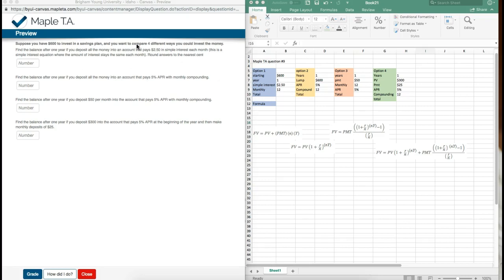So I've taken all of the information from this question for the 4 different options. In the first one, I've just written down everything that I gleaned so that I make sure that I understand the problem. The first thing is that it tells me that there's $600 and that's being put into an account. We're going to find the balance after 1 year. It's earning only $2.50 every month for 12 months and we want the total.